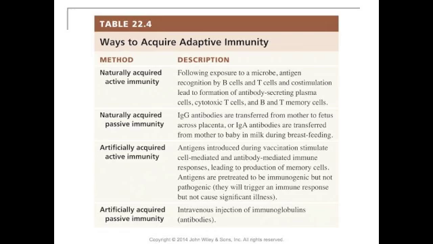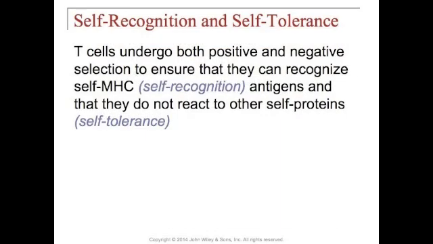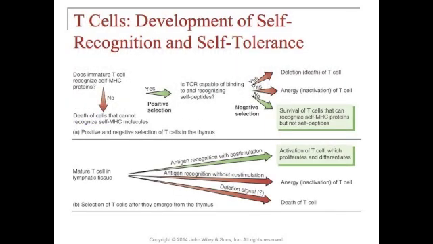Self-recognition and self-tolerance. T cells undergo both positive and negative selection to ensure that they can recognize the self-MHC antigens and that they do not react to other self-proteins. So here we have figure 22.22 on page 879, and this talks about the development of self-recognition and the development of self-tolerance.